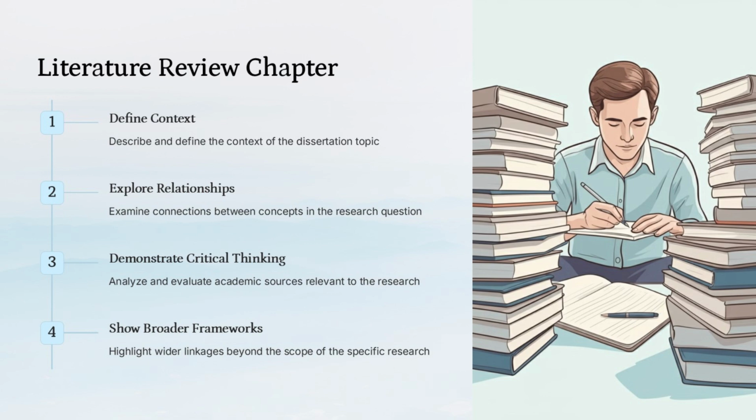The literature review chapter is a critical part of the dissertation process, as it helps establish the context and foundation for the research. In this chapter, we'll first define the context of the dissertation topic, providing an overview of the key concepts, theories, and prior studies that are relevant. Next, we'll explore the relationships between these different elements, examining how they connect to and inform the research question. Throughout the chapter, we'll demonstrate critical thinking by analyzing and evaluating the academic sources that are most relevant to the study. Finally, we'll highlight the broader frameworks and linkages that extend beyond the immediate scope of the research, showing how it fits into the wider academic landscape.